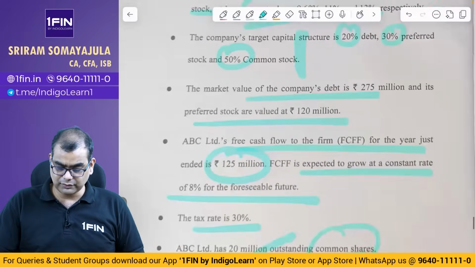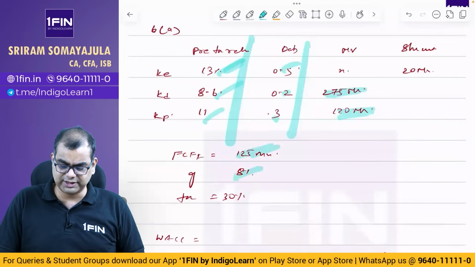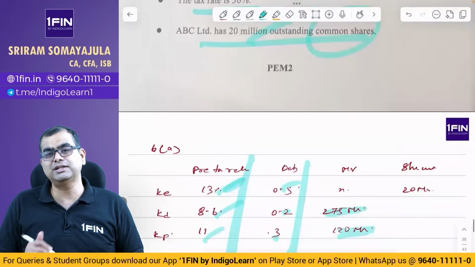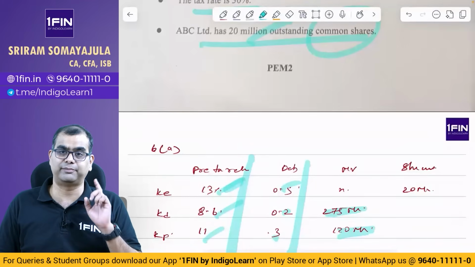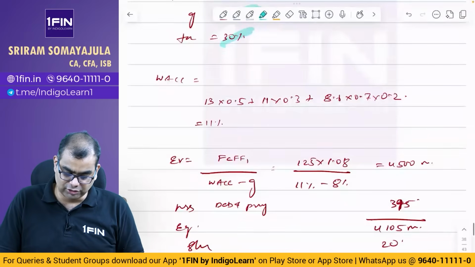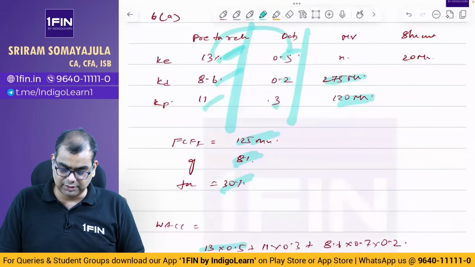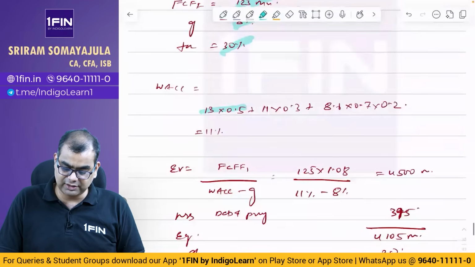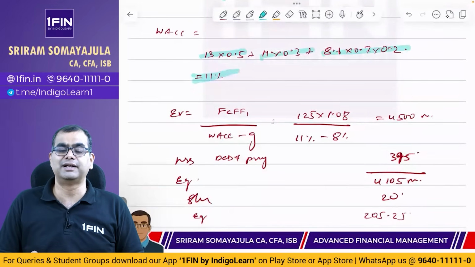Okay. Now, FCF they've given 125 and growth is 8%. Tax is 30%. No, they have mentioned somewhere tax. Yeah, tax is 30%. What is this tax rate used for? Tax rate is used only for your post-tax cost of debt. So what you'll do is WACC is 13 into 0.5, which is basically your cost of equity into the weight, plus 8.6 into 0.7 into 0.2, and 11 into 0.3. You'll basically get WACC of 11%.